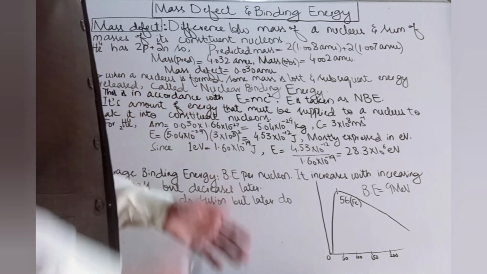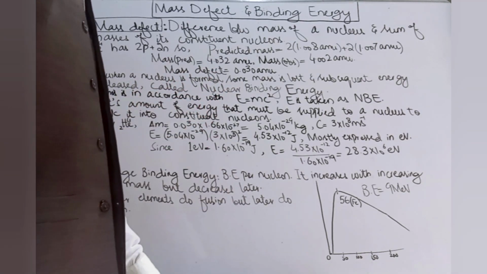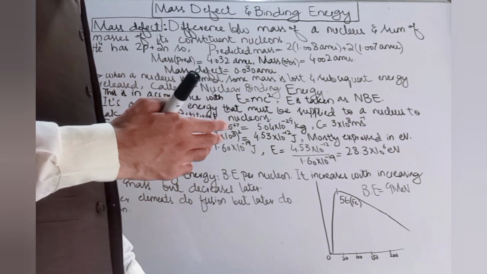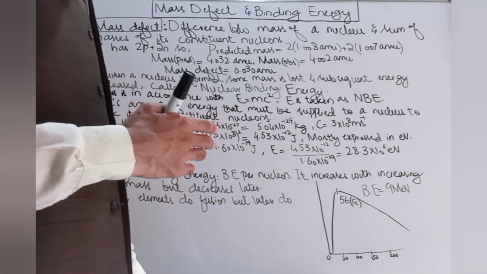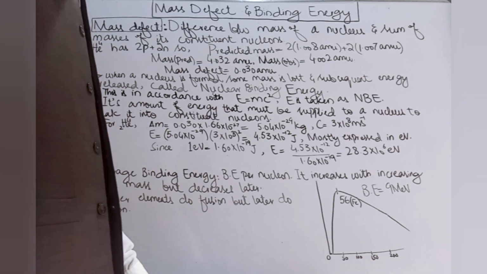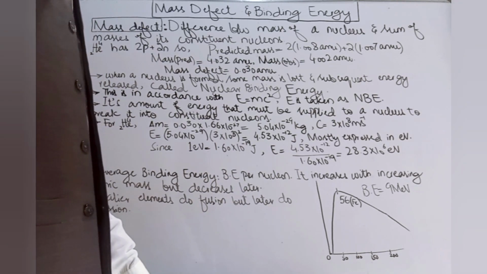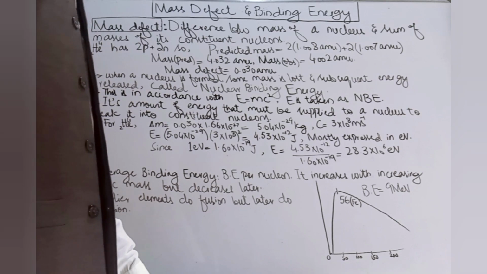As we know, nuclei are composed of a large number of nucleons, that is protons and neutrons. And it is assumed that the mass of a nucleus must be equal to the sum of the masses of the protons and neutrons, or you can say the sum of the masses of the nucleons.